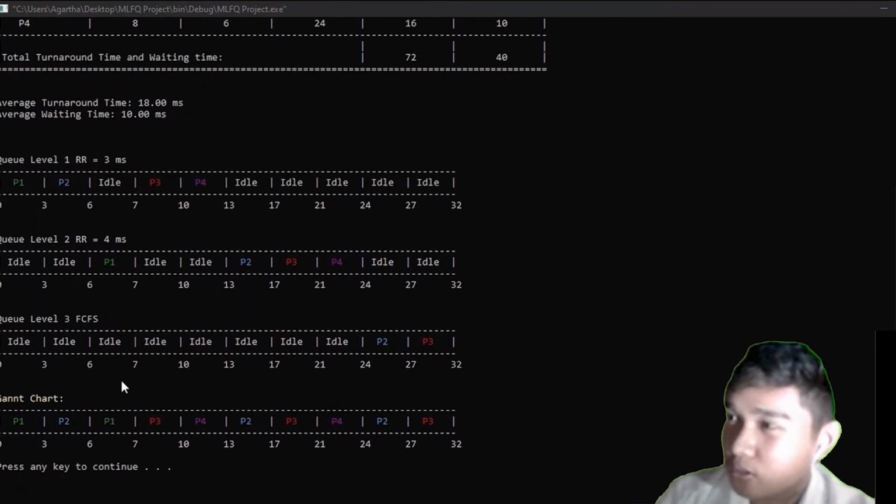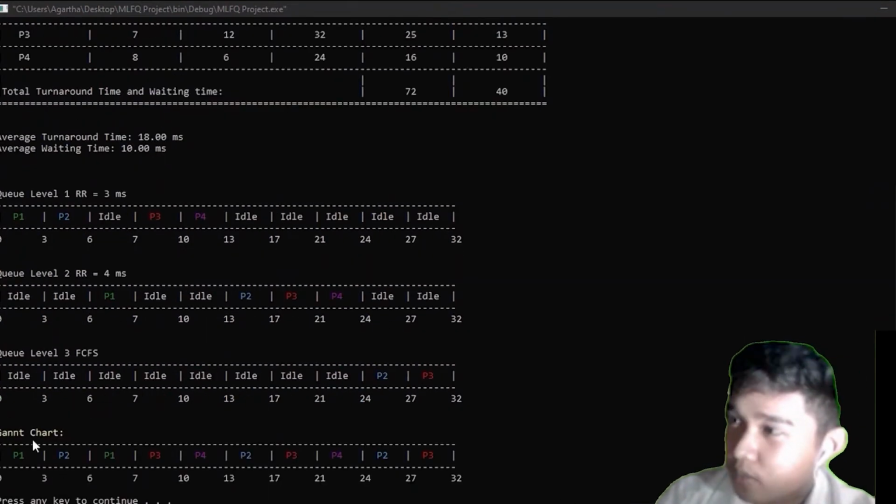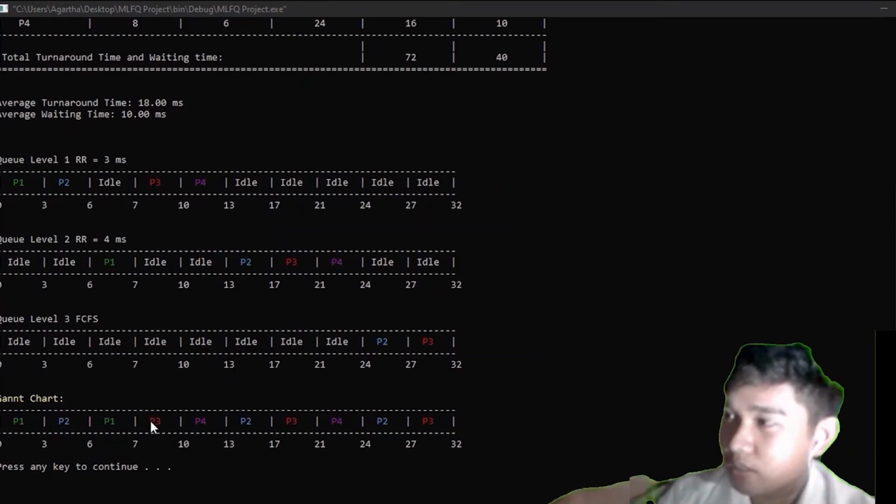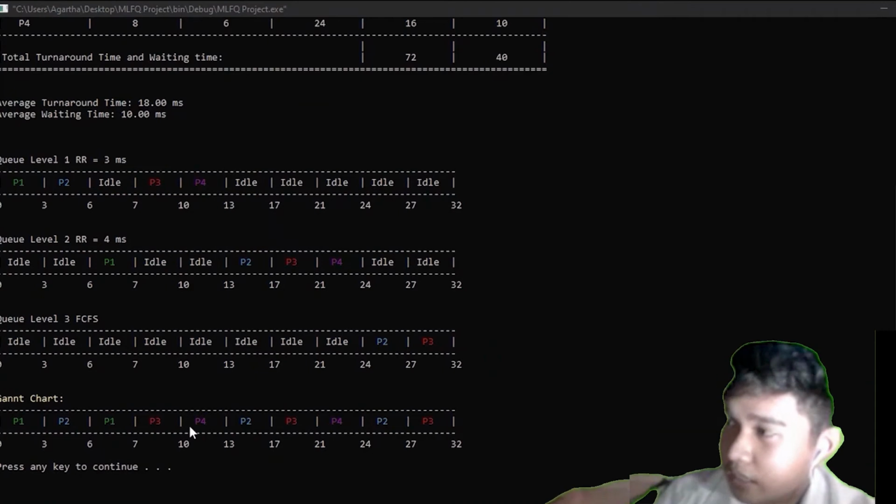As you can see at the bottom of the program, it shows the final Gantt chart of all processes. So at time 0, P1 was ready to execute and ended at time 3. Then at time 3, P2 was ready to execute and ended at time 6. Then at time 6, P1 was ready to execute and ended at time 7. And at time 7, P3 was ready to execute and ended at time 10. And at time 10, P4 was ready to execute and ended at time 13.